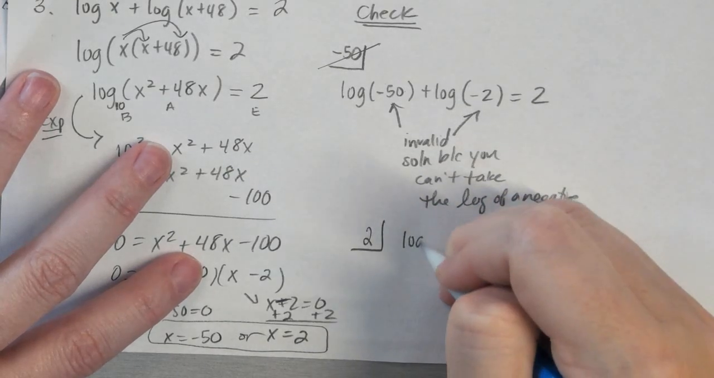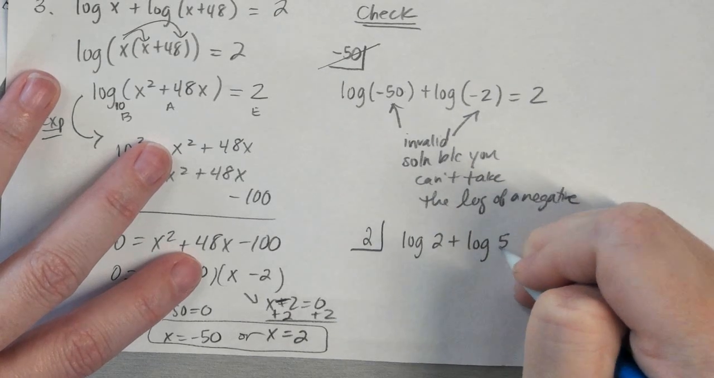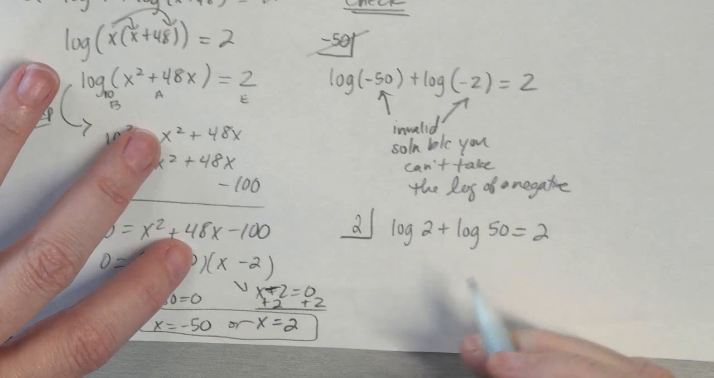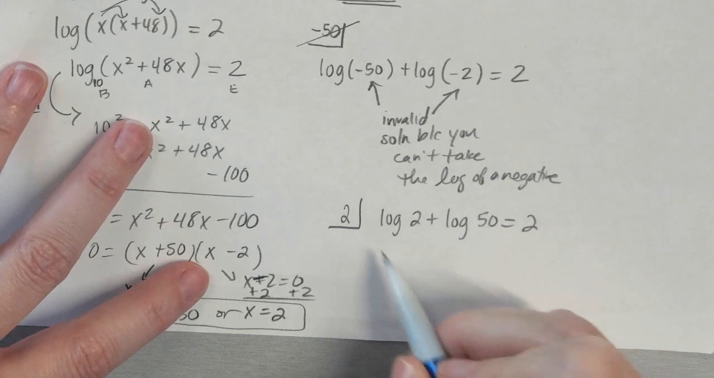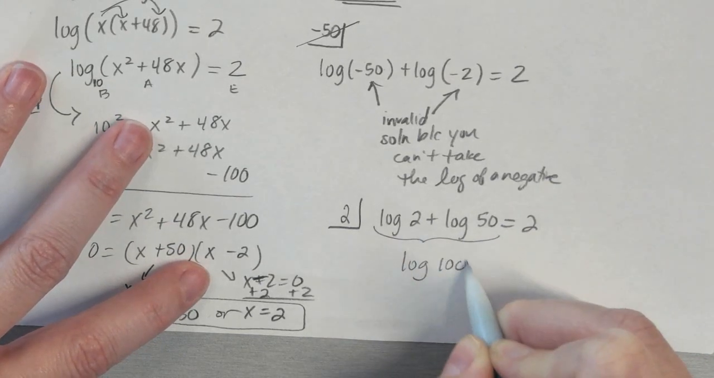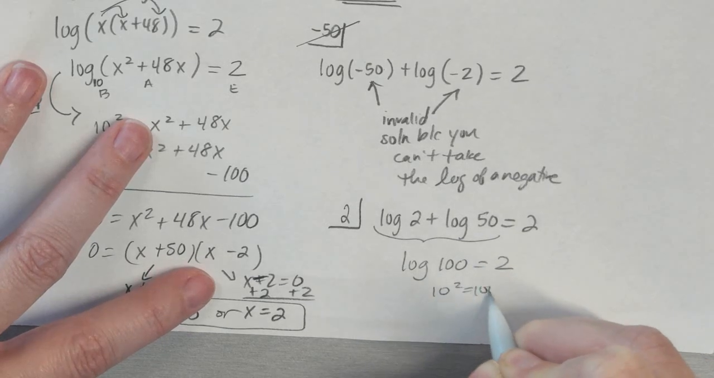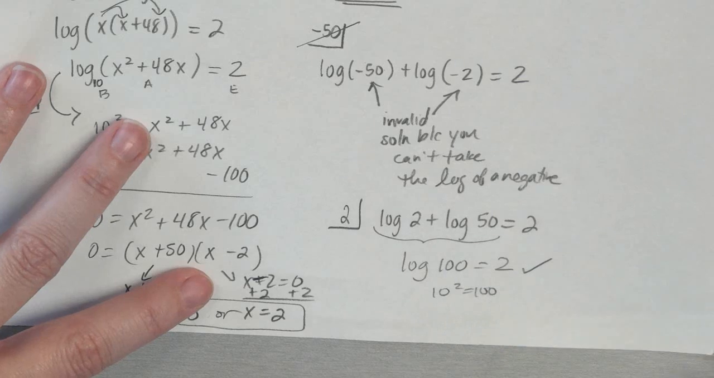So for 2, you'd have the log of 2 plus the log of 2 plus 48 is 50 equals 2. And then you just have to show me the next step, which is where this would be the log of 2 times 50, which is 100. And then from there, 10 squared equals 100. Yep. So you could just put a check there.